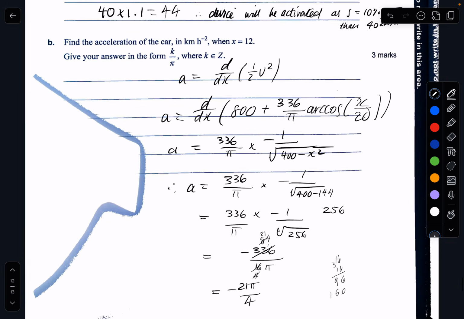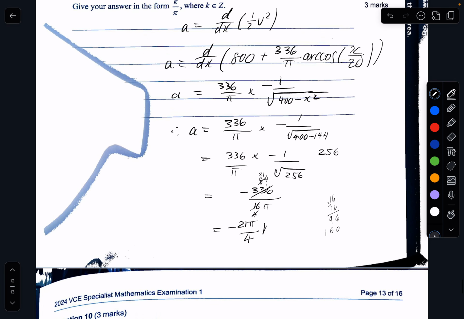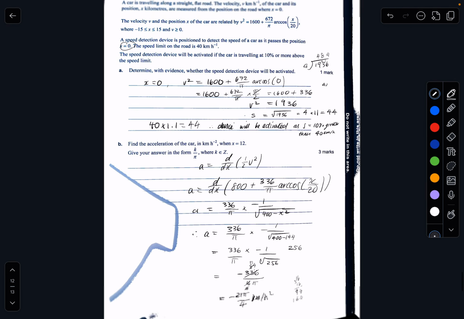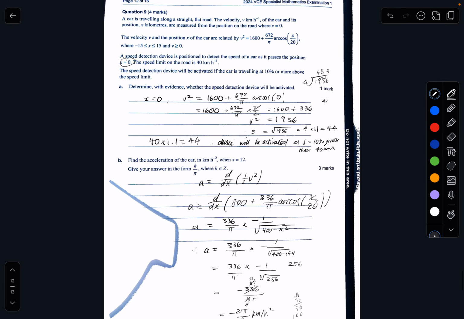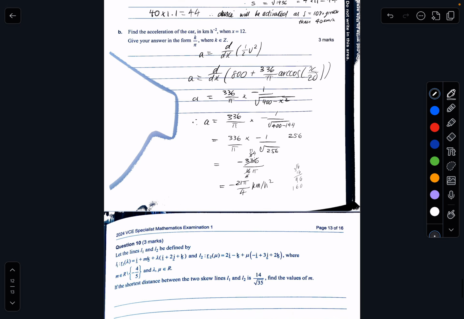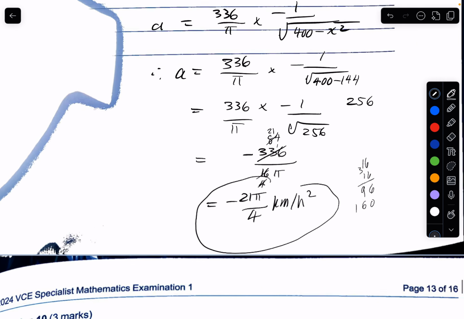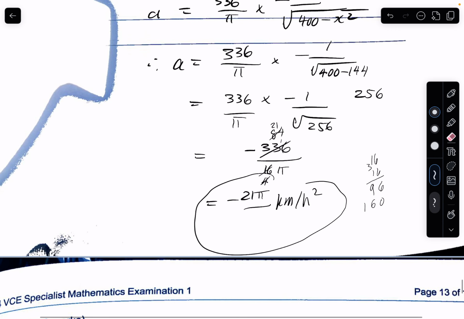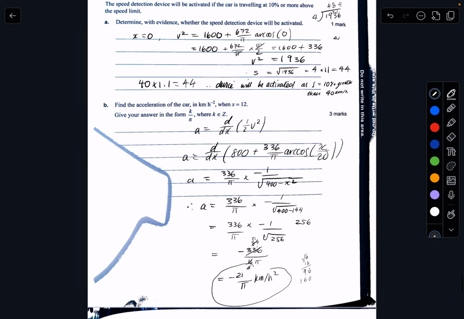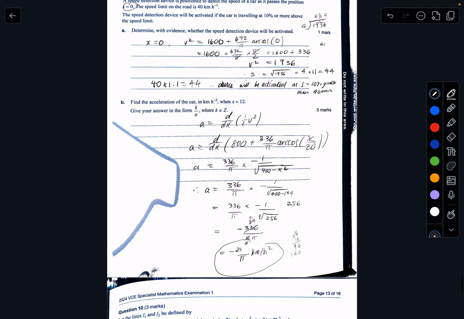Kilometers per hour squared. Okay. Oh, wait, just 21, whoops. 21, why did I write that? -21 on pi. Kilometers per hour squared. K is an element of integers. Yeah, okay.